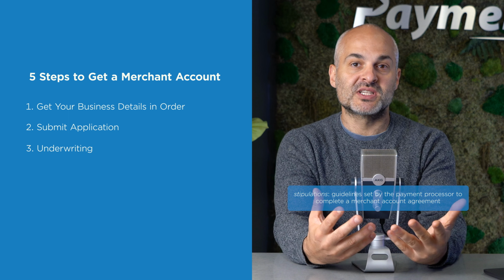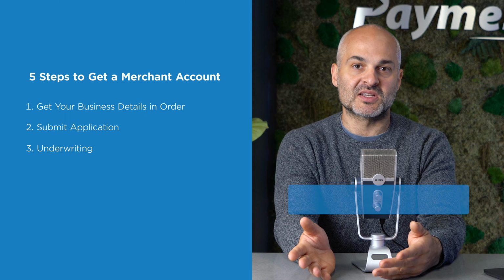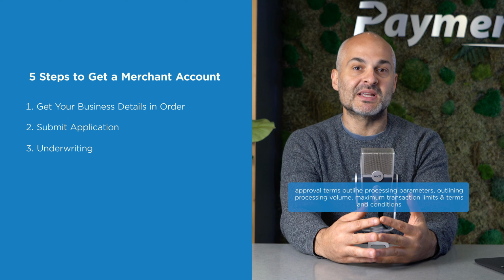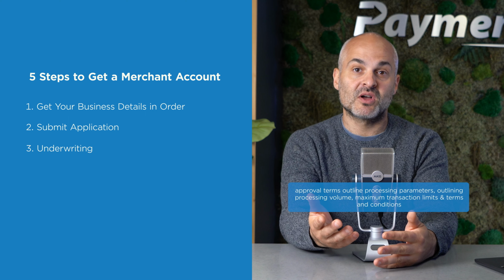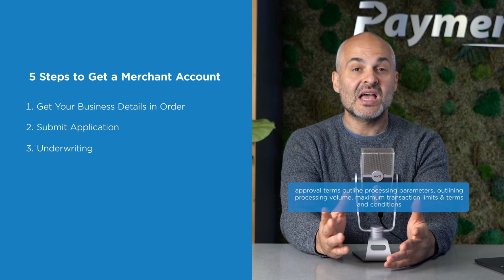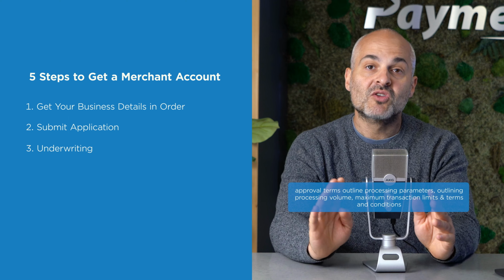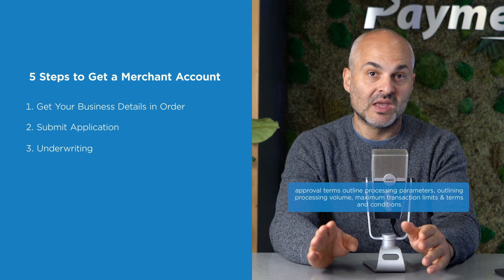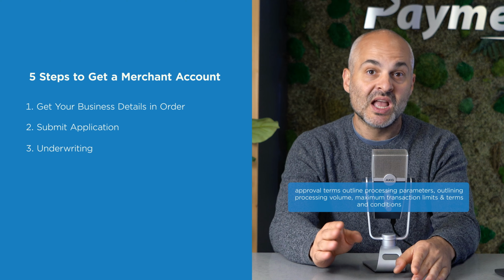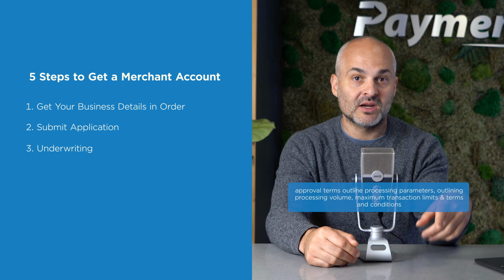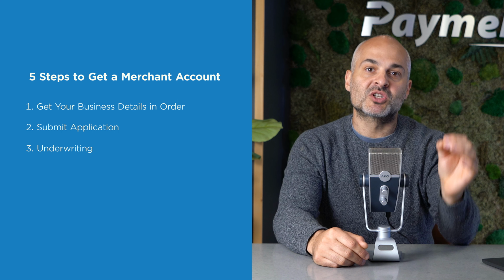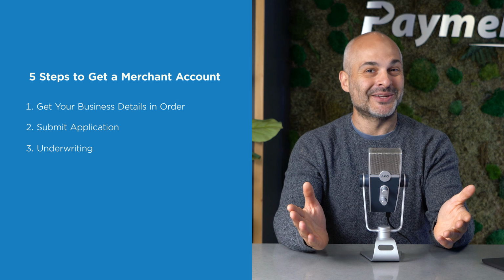At this stage, you'll receive approval terms, which will outline processing parameters. These parameters will specify details like your monthly processing volume and maximum transaction limits, as well as other terms and conditions. Review the processing fees carefully. If you're not sure how processing fee structures work, take a look at our merchant account fees video here. Once this is all set and your merchant agreement is signed, you're ready to activate your merchant account.